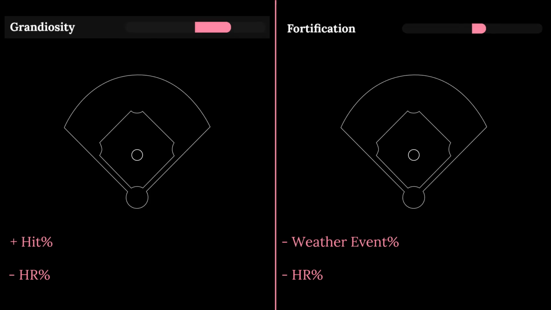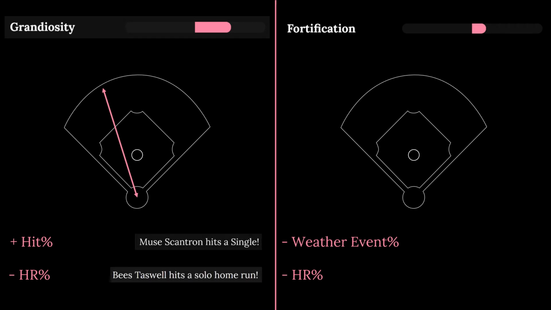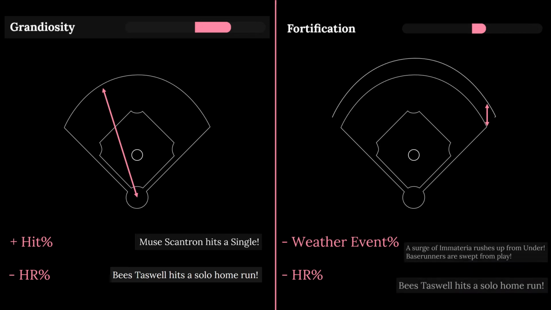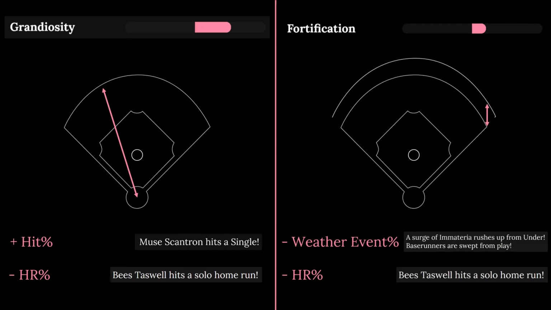Grandiosity is the size of the stadium. The bigger the field, the bigger target area for batters, but it also makes it harder to hit it out of the park when the park is so big. And fortification is how high the walls of the stadium are. If the walls are high, it makes it safer from the weather, but you'll have to hit it really up in the air for a home run.